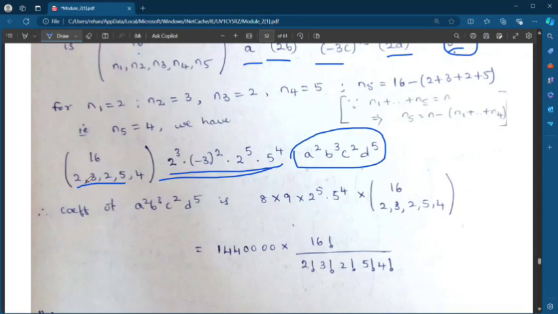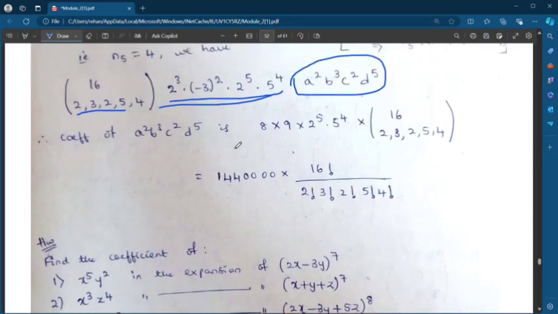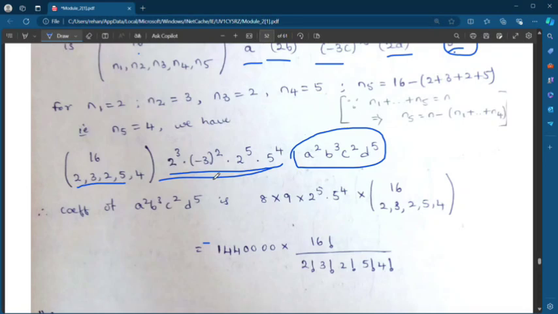Then I have to put 16 factorial into 2 factorial, 3 factorial into 2 factorial, 5 factorial, 4 factorial into 2 cube into minus 3. So this thing is here. At the end, you will get this value. Note that here it might go minus, because I have here into minus 3. Okay, minus 3 square will become plus itself.